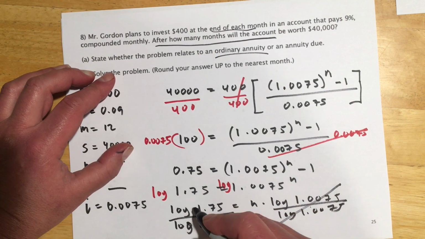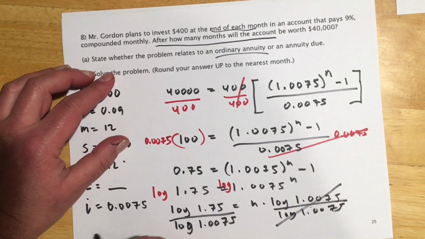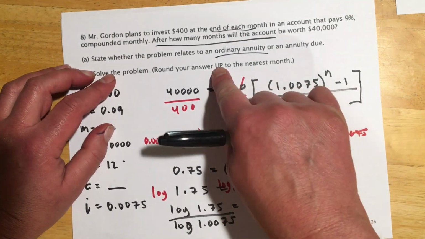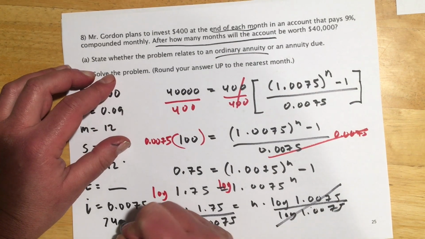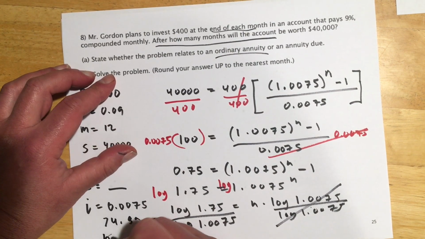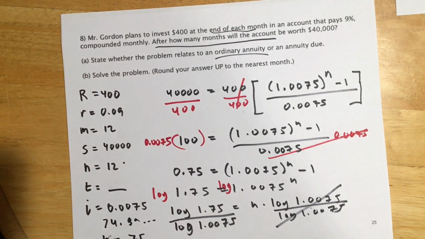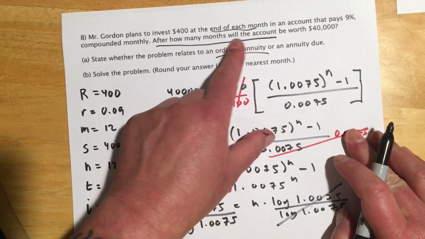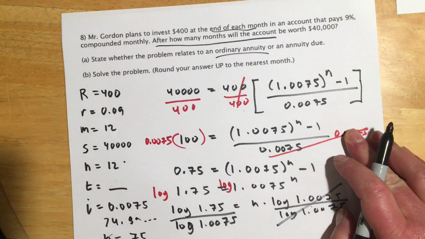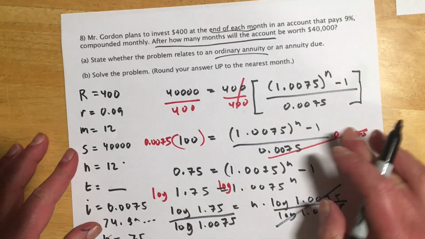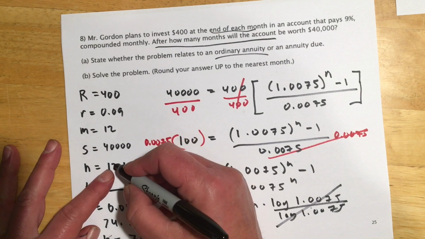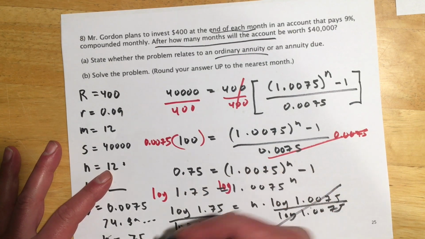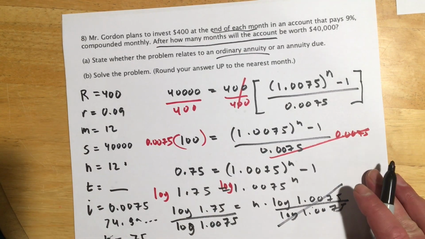And then N would equal this value, 74.89, and it goes on, and I'm supposed to round up to the nearest month. So 74.89 and so on means N is 75. So remember what N is. We're trying to find after how many months will the account be worth 40,000. It's 75 months, because N would have been the amount of time in years times 12. So that's exactly what we got, and so 75.